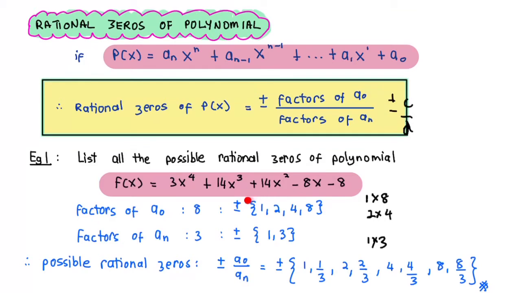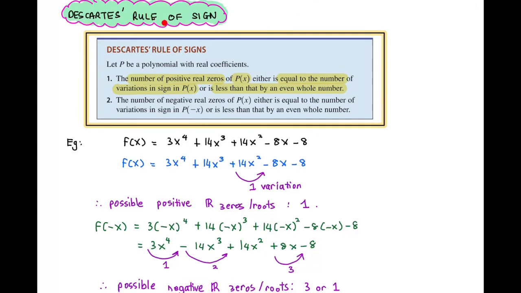So let's take all of this number here, divide by 1, and then let's take all of this number again, divide by 3. So you can just write the answer here. If you find a redundant number, do not write it twice, just write it once. Now let us see the Descartes' rule of signs.